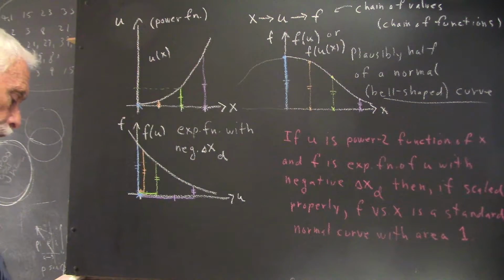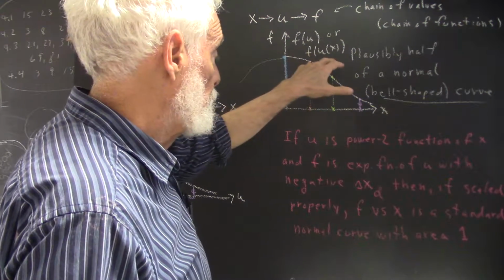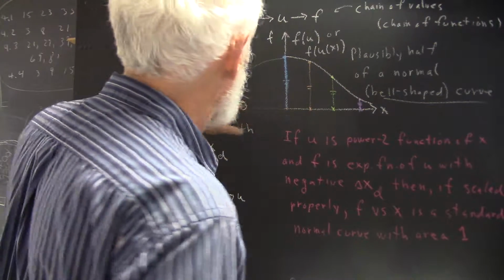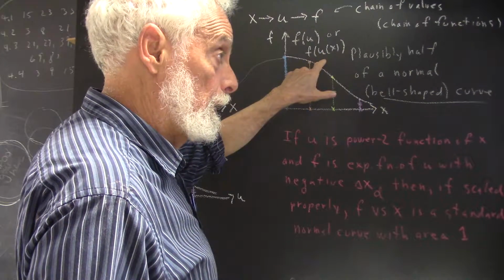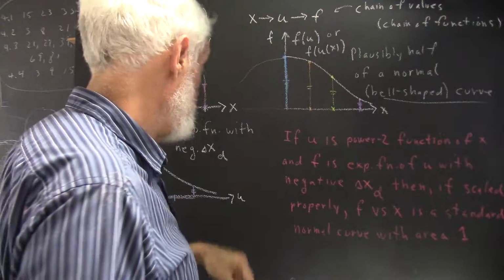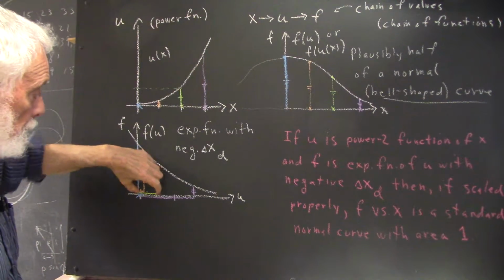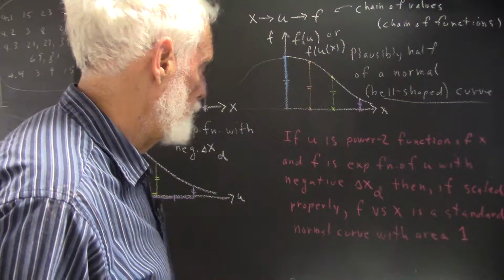Now that's just notation, but again, you want to associate this notation with a chain of values. The value of x gives you the value of u, the value of u then gives you the value of f of x. So you have a chain of three values. Given the value of x, you can find u. Given the value of u, you can find f. And right there is x and f of x.